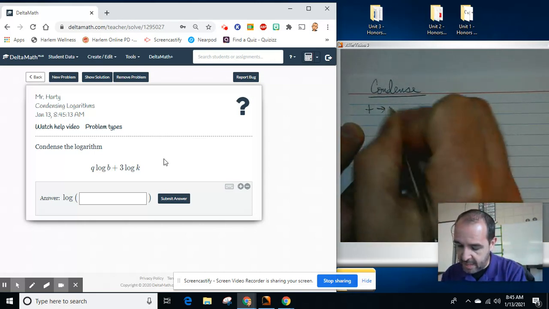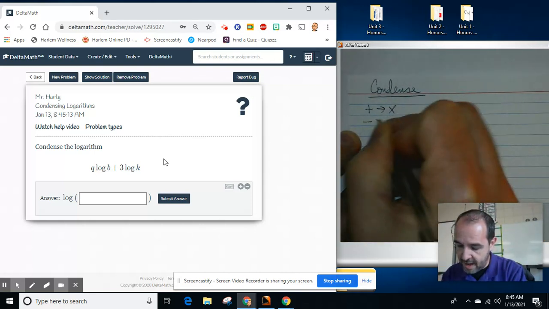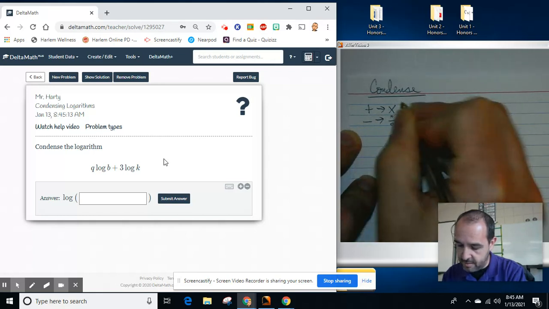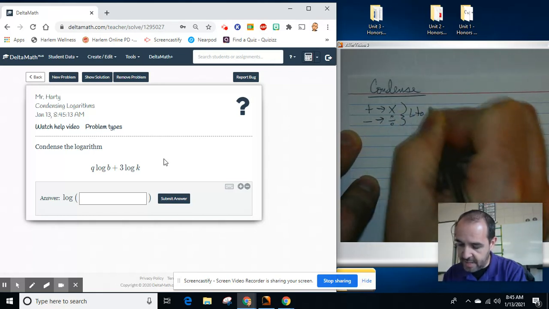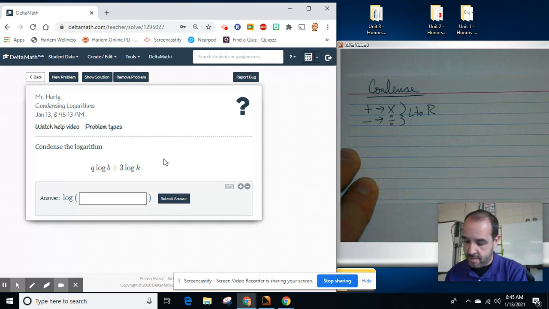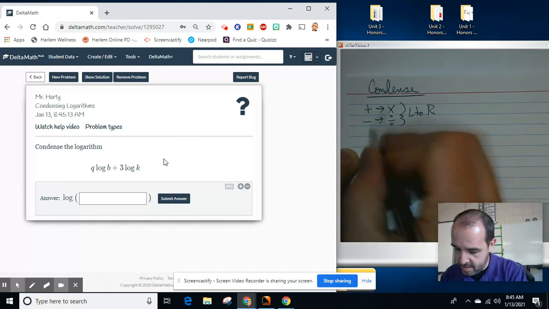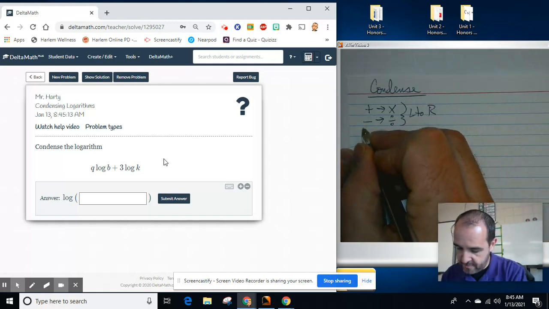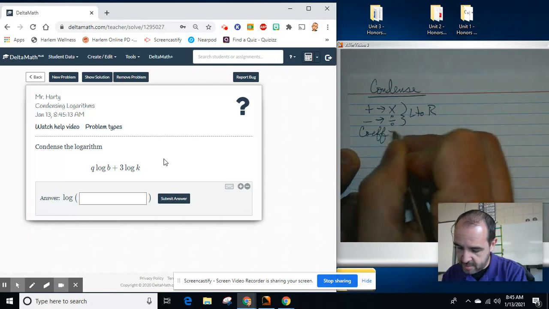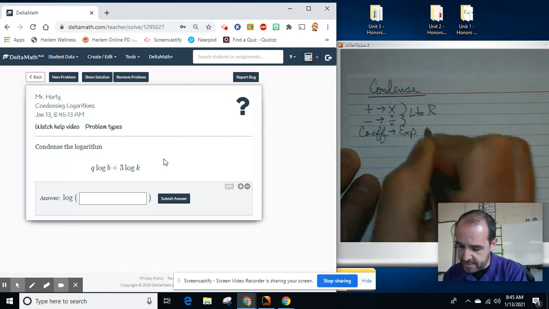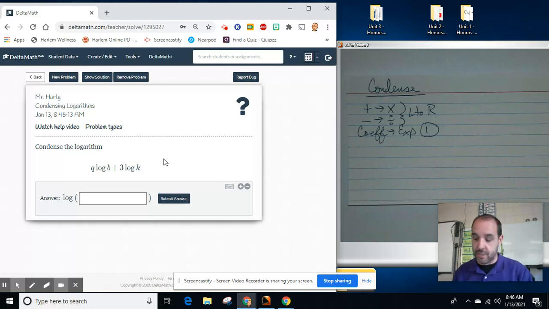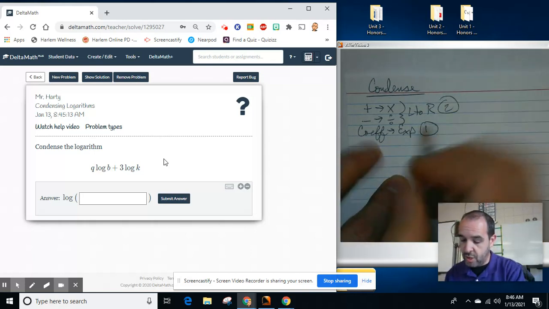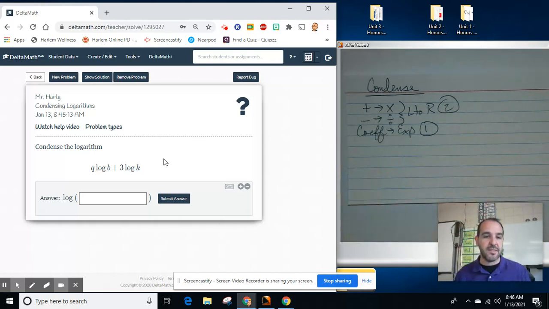add becomes multiply, subtract becomes divide, and we do those from left to right. And then coefficients turn into exponents. And that's the part we're going to do first. When we're condensing, we do coefficients first, and then the add and subtract stuff second.